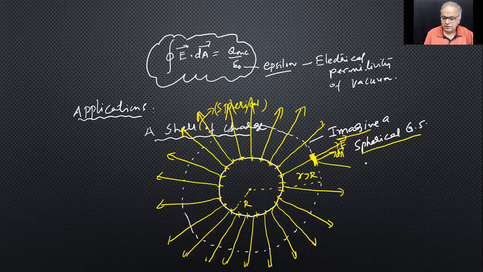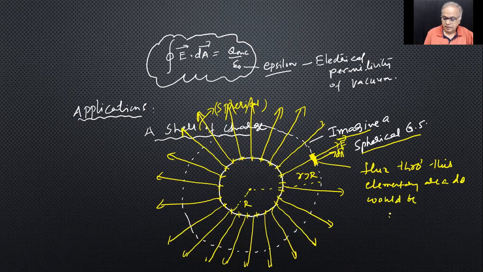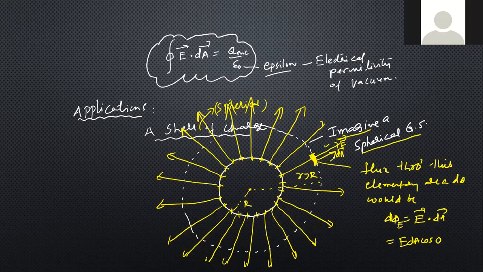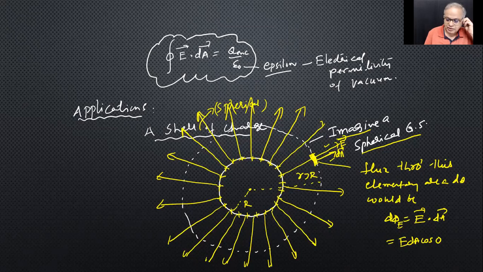So flux through this elementary area dA would be d phi E, electric flux, is equal to E bar dot dA bar, which is E dA cos 0. Why? The angle between vector E and vector dA is 0. You need to all the time understand one thing. dA as a vector is this way, but the actual area is here. Try to understand. Right? So this is simply E dA.